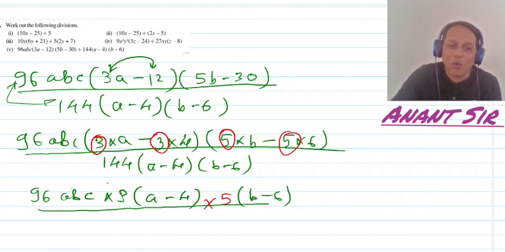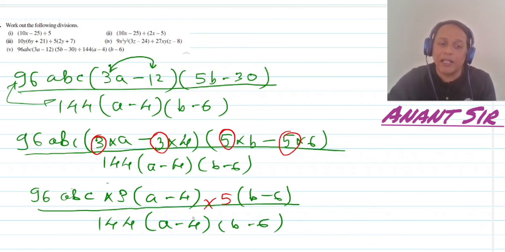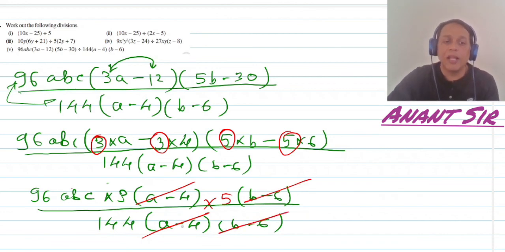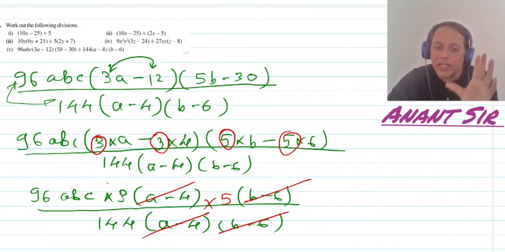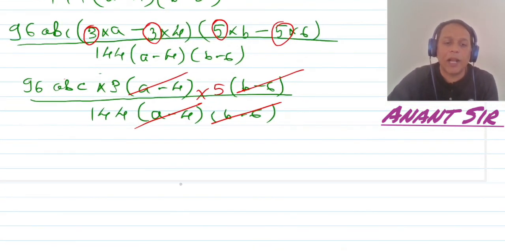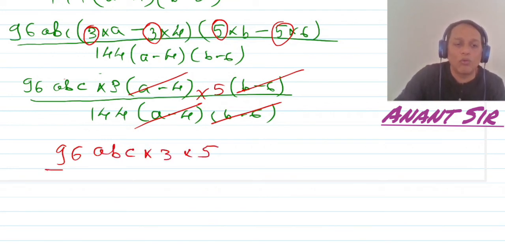So now, and what is in the denominator? It's the same thing, 144, a minus 4, b minus 6. So now you can just see that the brackets are same. So a minus 4 bracket gets cancelled, b minus 6 bracket gets cancelled. Now only numbers are remaining, no brackets are there. We'll solve this further. Let me write the terms as it is now. First 96 ABC into 3 into 5 upon 144.